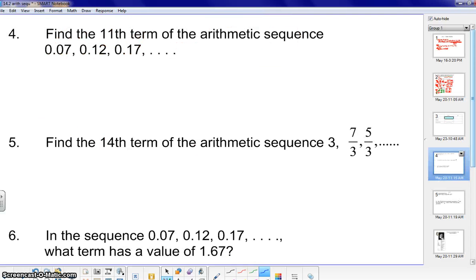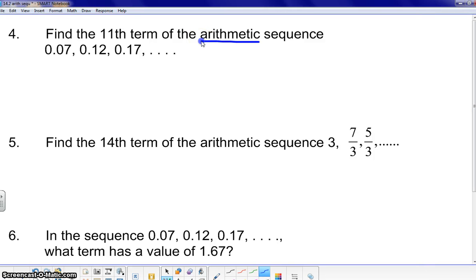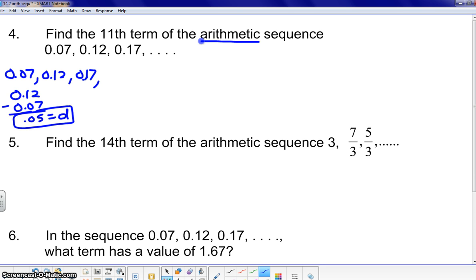So in number 4, you can already notice that it has arithmetic sequence. So we already know it's arithmetic, so we do not have to do the test. But they want to know what the 11th term is. Now, yes, of course, you can make your list, find out what the common difference is by taking 0.12 and then subtracting the previous one, and to get the 0.05. So you can find the common difference, and then you can go ahead and add 0.05 to each one until you get to the 11th term.